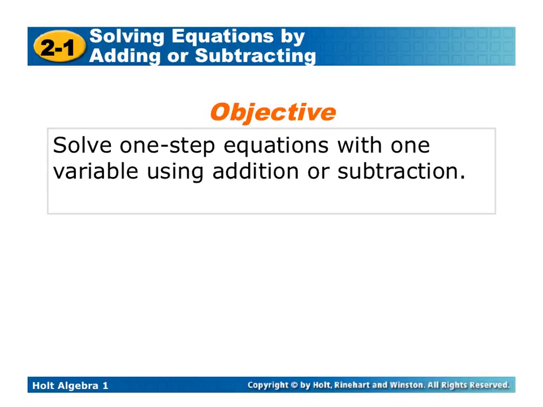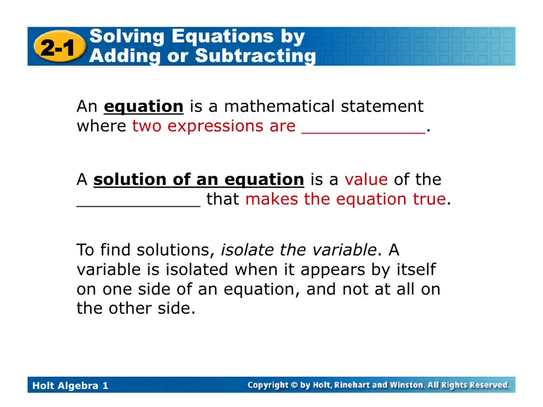Alright, welcome back. Today we're starting our Chapter 2 lessons, and we are looking at solving one-step equations with one variable. So first, let's just look at a quick definition. An equation is a mathematical sentence where two expressions are equal. And the solution of an equation is a value of the variable that makes the equation true.